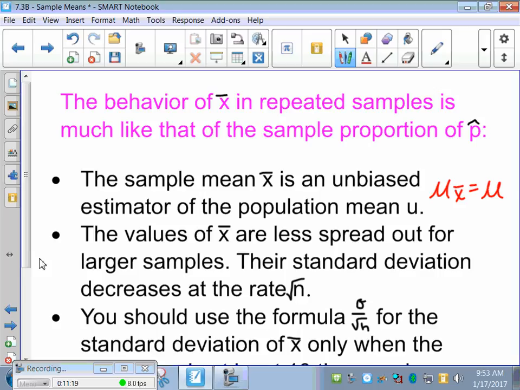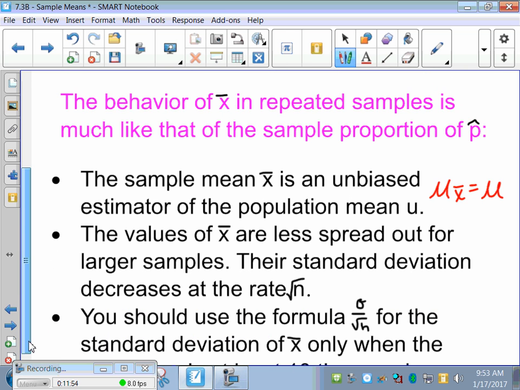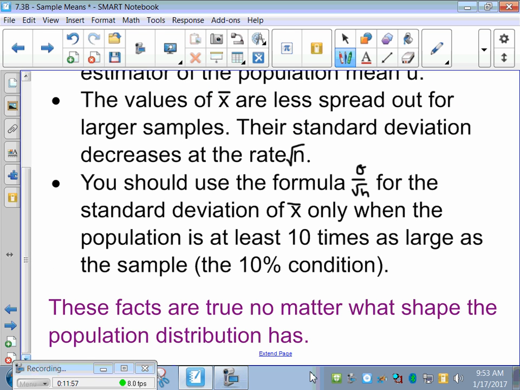The values of x bar are less spread out for larger samples. Had we done the n equals 25 penny thing, we would have had less spread out data. So the standard deviation decreases at a rate of the square root of n, because that formula is sigma divided by the square root of n. You should use the formula sigma divided by square root of n for the standard deviation of x bar only when the population is at least 10 times as large as the sample. Same rule as before with that 10% condition.